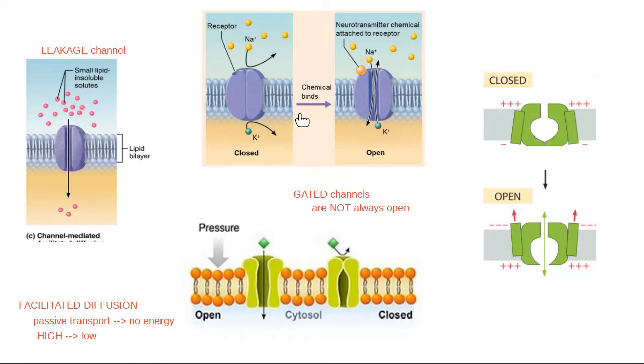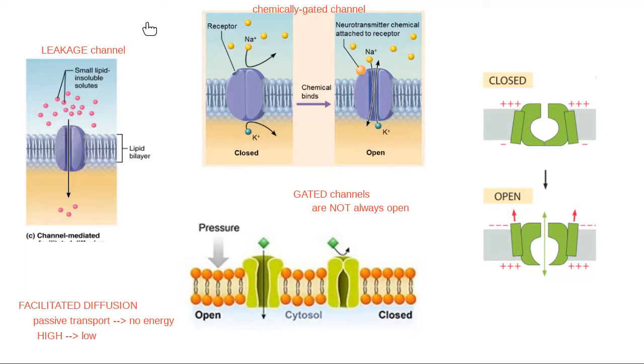So up here, it's the binding of a chemical. We use a chemical key to open up these channels. We would call this a chemically gated channel protein. Chemically gated, because we use a chemical key.